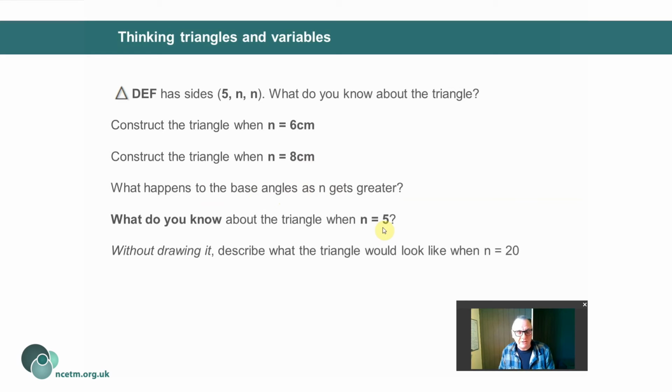Is it still an isosceles triangle? And then we're in a position to make a prediction without drawing it. Can you describe what this triangle would look like when n equals 20? This is too big to draw, but the students should be able to come up with quite a good description of what their triangle might look like.